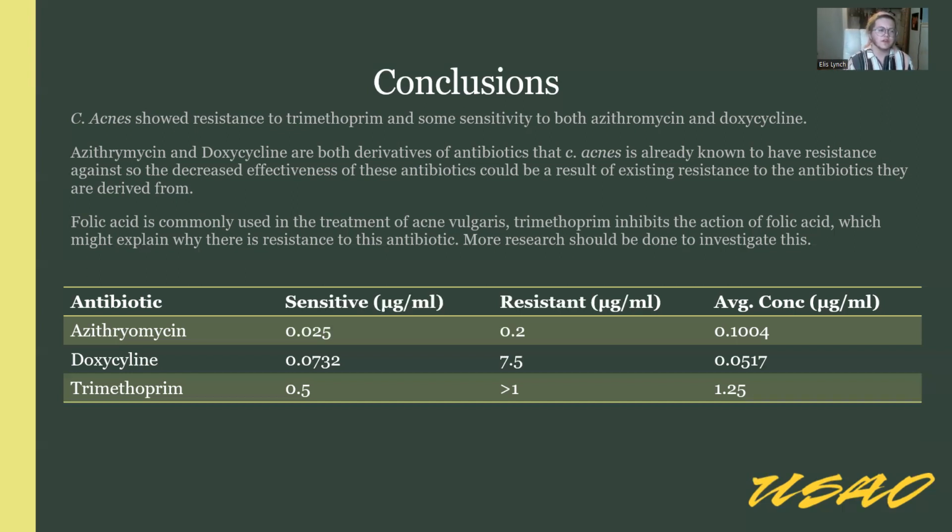Through a little bit more research, I found that folic acid is commonly used in the treatment of acne vulgaris. So trimethoprim is doing the exact opposite: as opposed to bringing folic acid into the organism, it is preventing the use of folic acid in the organism by inhibiting folate reductase. So it could be that trimethoprim is doing the exact opposite of what we want, where it might be more beneficial for the organism to be in an environment with trimethoprim. But more research is going to have to be done to see if that's what's going on, or if there's some other reason that the trimethoprim just isn't working for that organism.